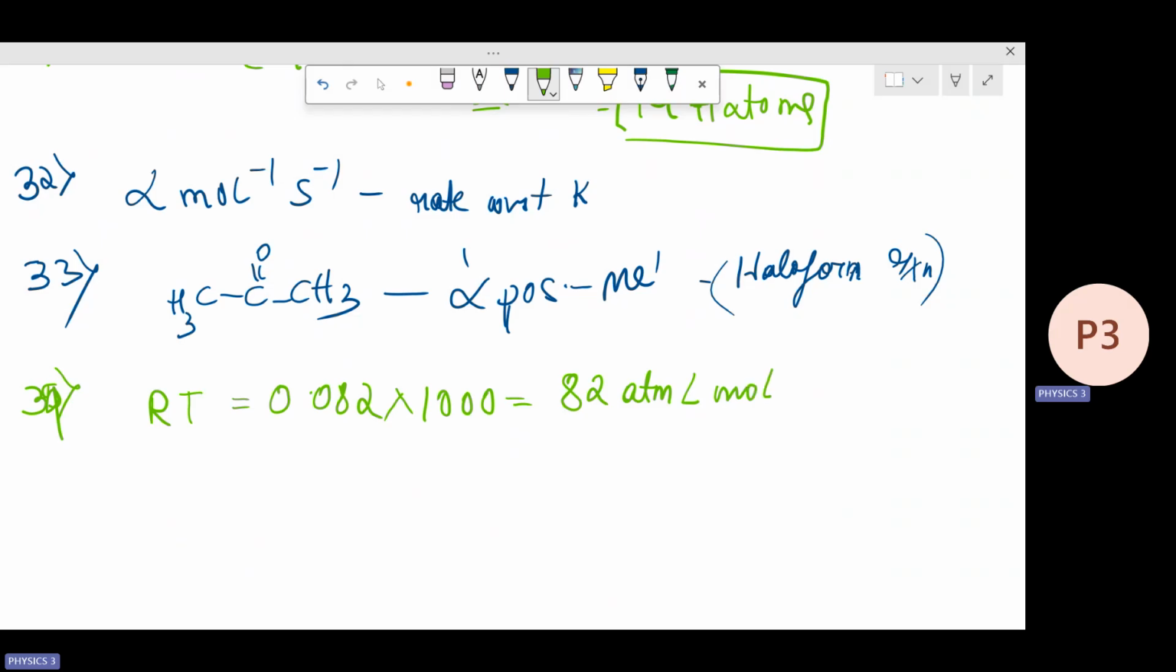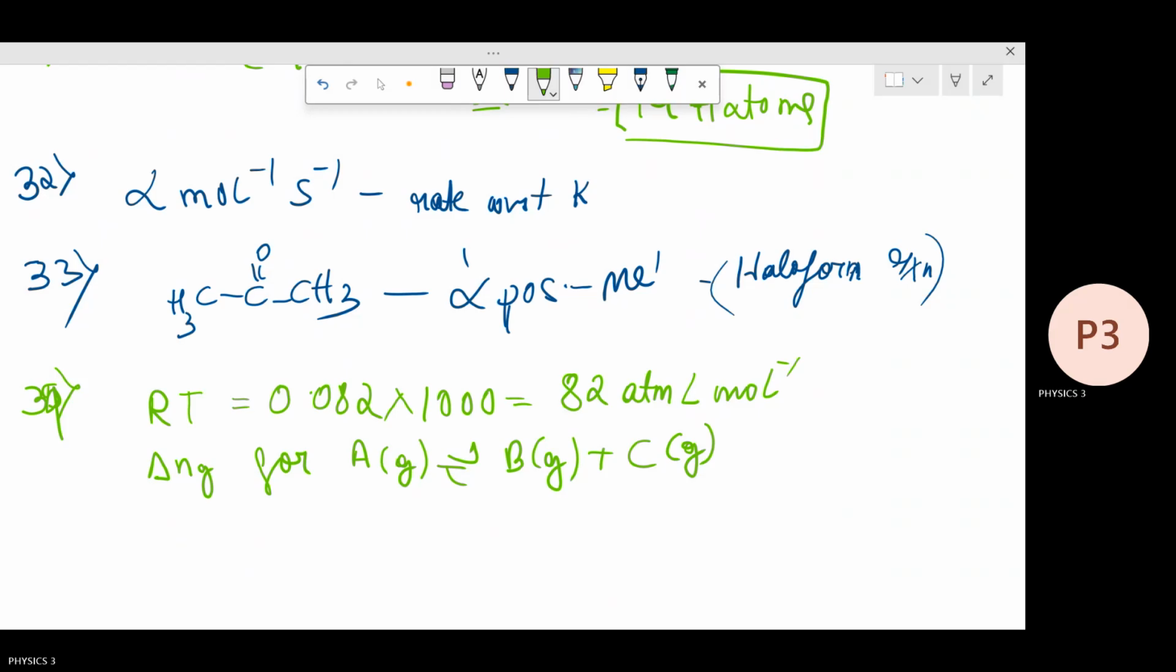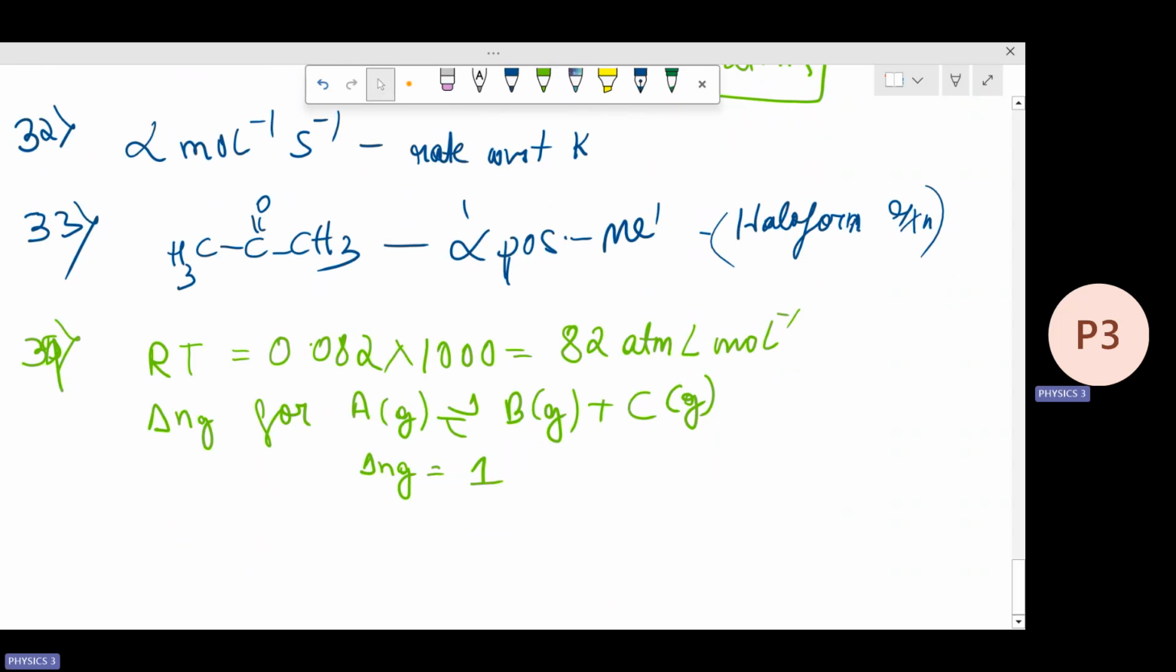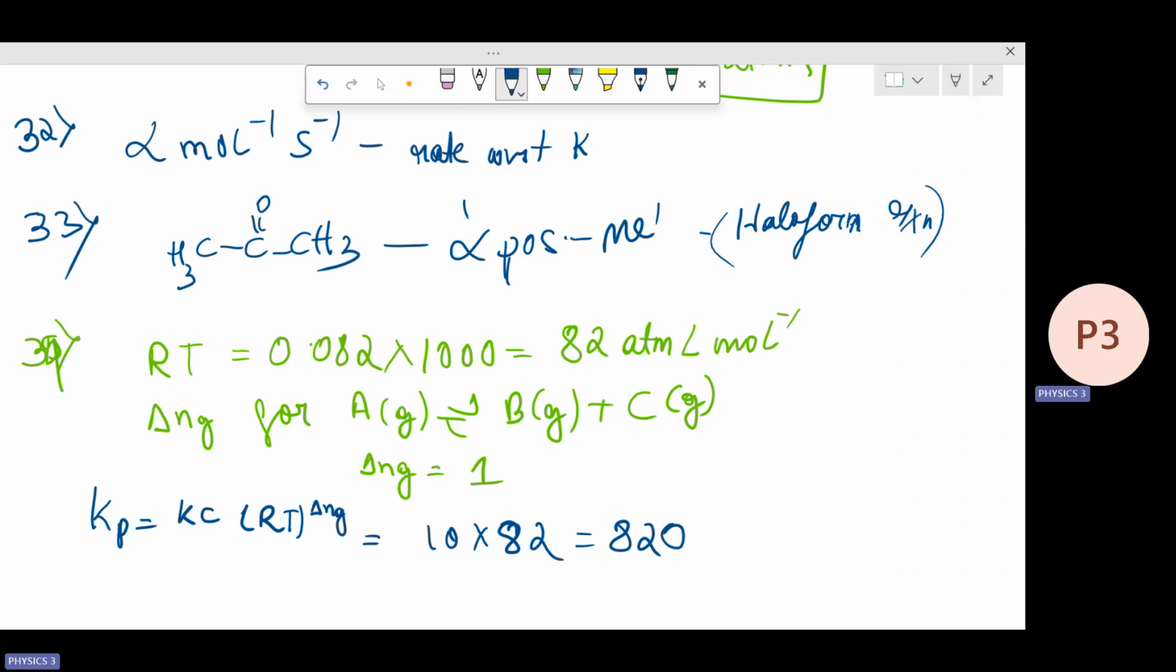atm liter per mole. Now next one, delta Ng, you have to calculate for A gas in equilibrium with B gas and C gas. If you do this, you are going to get how much? Delta Ng will be equal to 1. Now next one, Kp is Kc multiplied by RT to the power delta Ng, which will be 10 into 82. That will give me 820 as my Kp, because Kp equals Kc RT to the power delta Ng. So you are going to get 820 as the answer.